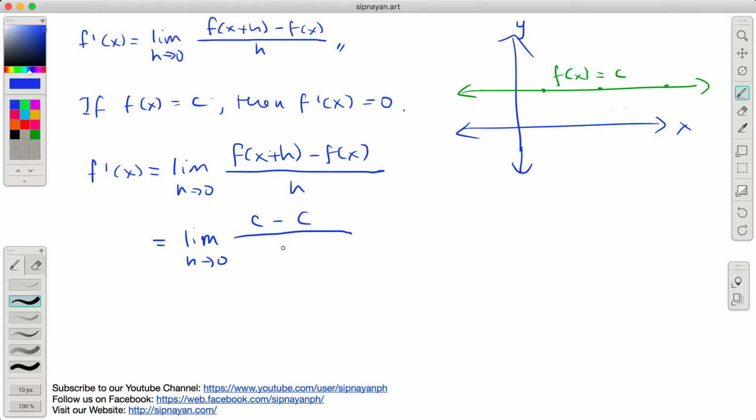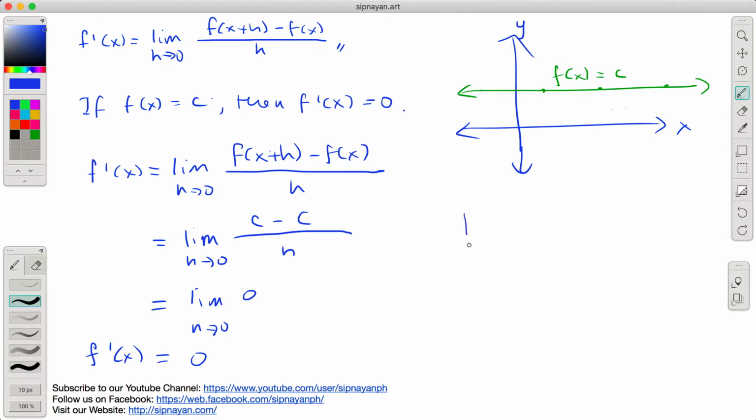So, c minus c over h. And c minus c is 0 over h. 0, so the limit as h approaches 0 of 0, this is equal to 0. So, we have shown that f prime of x is equal to 0 by definition. So, yung mga ibang formulas later ay isosolve din natin, and just a brief review, anong ulit yung meaning nito, graphical meaning yan.